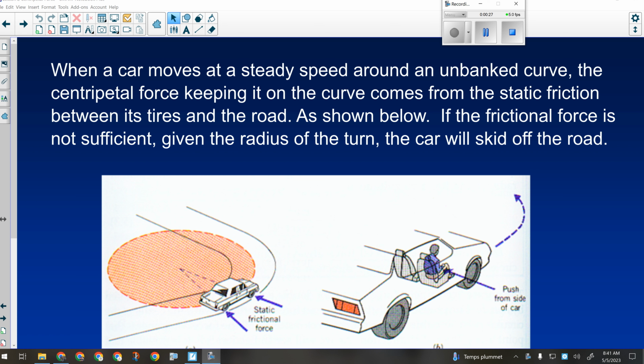Okay? If we want to get around an unbanked corner, we want to rely on static friction, which means the tires do not slide. They simply travel around the corner and they maintain traction with the road. So what I'm going to do is show you, I was talking about Canada's Worst Driver. I found the video, so we can have a little laugh. It's not really at other people's expense, but kind of.